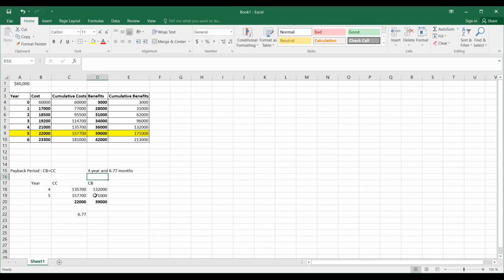All right, it's pretty simple. What you do is you get the difference for your total costs between the 2 years, and you get the difference for your total benefits between the 2 years. So the difference for your total costs over the difference of the total benefits, multiplied by 12, will tell you in how many months that particular value would be catered for. In this case, 22,000 over 39,000 multiplied by 12 will give you a value of 6.77.